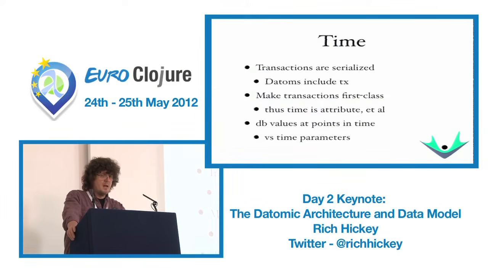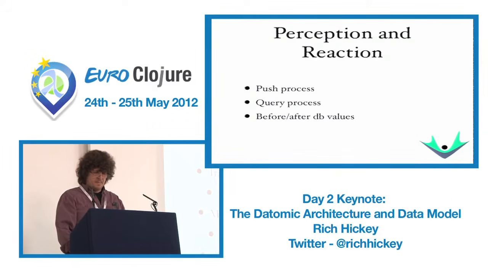So in terms of managing time, we do that by serialized transactions, right? There's a coordinator, and as you'll see, it serializes all the information. Every datum includes this transaction. Transactions are first-class things, so they are also facts. The fact that there was a transaction is a fact. And transactions themselves can have attributes, like, for instance, the time of day at which they occurred, or who did them, or why. And the result of this is that you can start talking about the database as of a point in time. The database at any point in time can be treated as a value, which is really what we're trying to achieve.